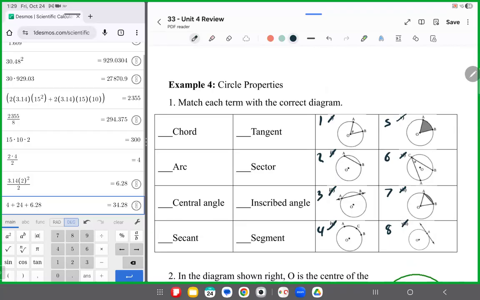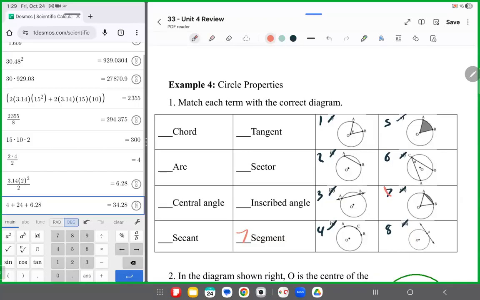Okay. And so we have 8 terms: chord, arc, central angle, secant, tangent, sector, inscribed angle, and segment. My recommendation for when you do these, do all the ones you know how to do for sure first, and then just kind of narrow it down. So for example, when I see number 7 here, I can see that we have a shaded area of the segment for AB. So immediately I know that the segment is going to be 7. Okay. So let's work in red now. So we take care of that one. And so just do all the ones you know how to do first.